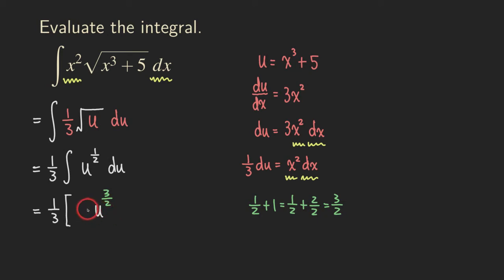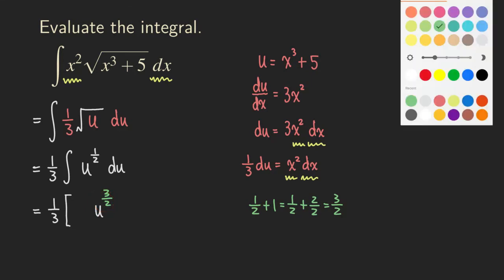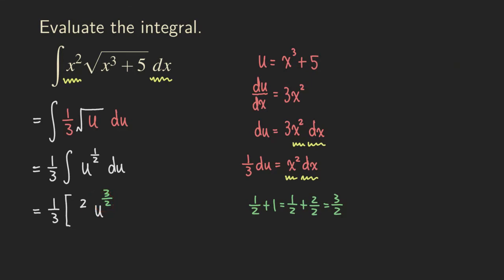Now, why did I leave some space in the front? We're reversing the power, right? So we need to multiply by the reciprocal of this power. And its reciprocal would just be switching the numerator and the denominator. So I get the 2/3. And then we close the brackets. Okay, so that's that. The integration step is done.